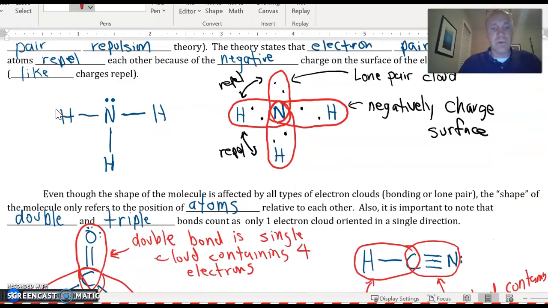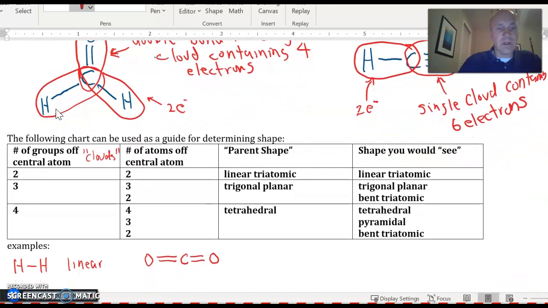All right, so the second column right here, you can think of that as where it says number of atoms coming off. The number of atoms coming off the central atom, that's literally the number of atoms that are bound to that central atom. All right, we'll talk about the difference between parent shape and the what you would see shape in just a second. But to give you an example of this, let's consider this molecule right here.